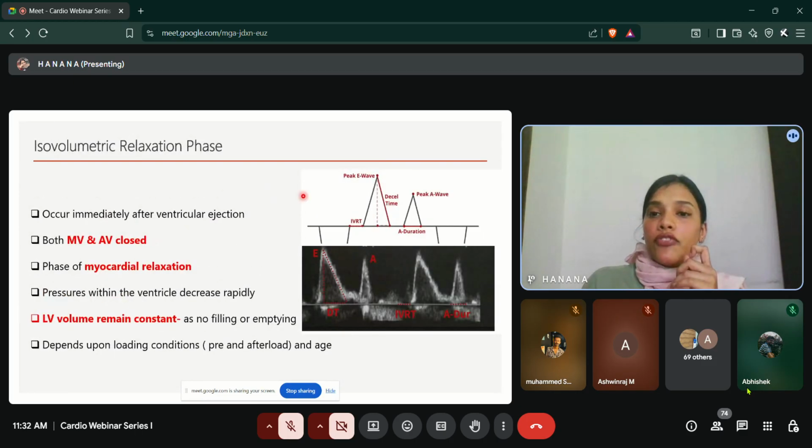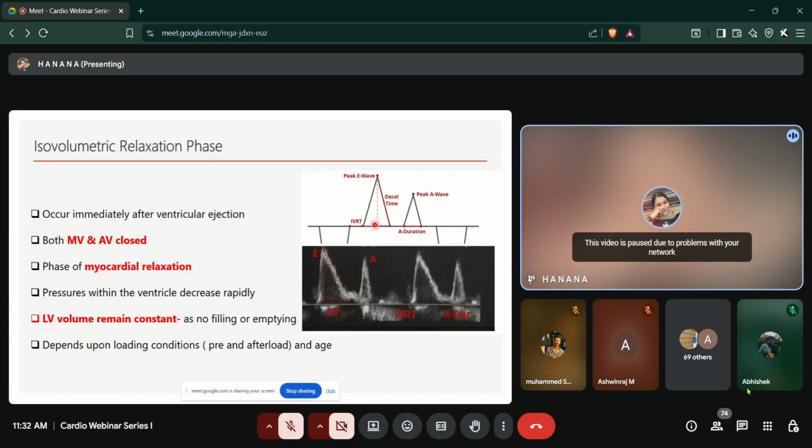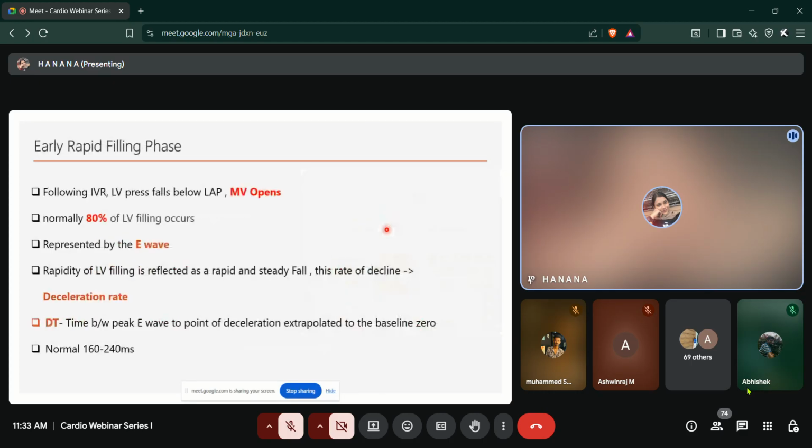Now we have seen here, from this point the pressure starts to decrease, so it falls back to the baseline. This rate is called the deceleration rate, and we measure from the peak of the E wave to the point where it merges into the zero baseline. That time is called deceleration time, which is another important measurement in diastolic function. We have to take the caliper option, click here and measure how many milliseconds it is taking, and it is an important criterion in diastolic function.